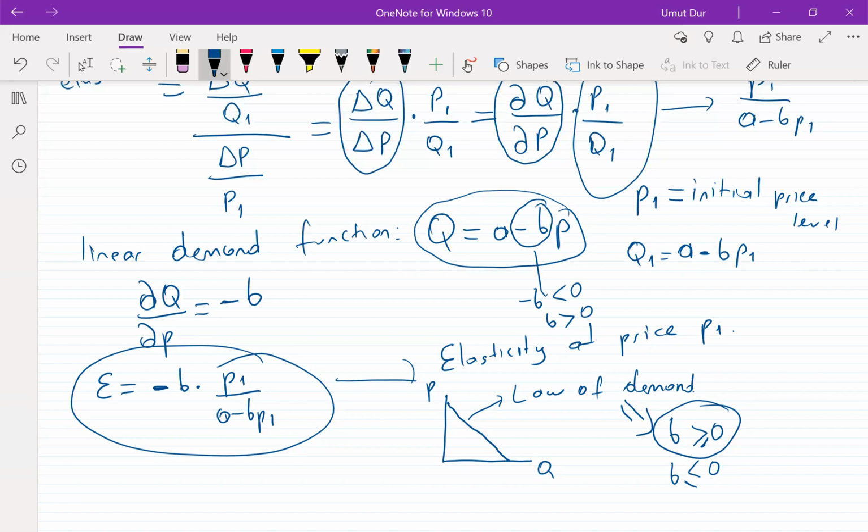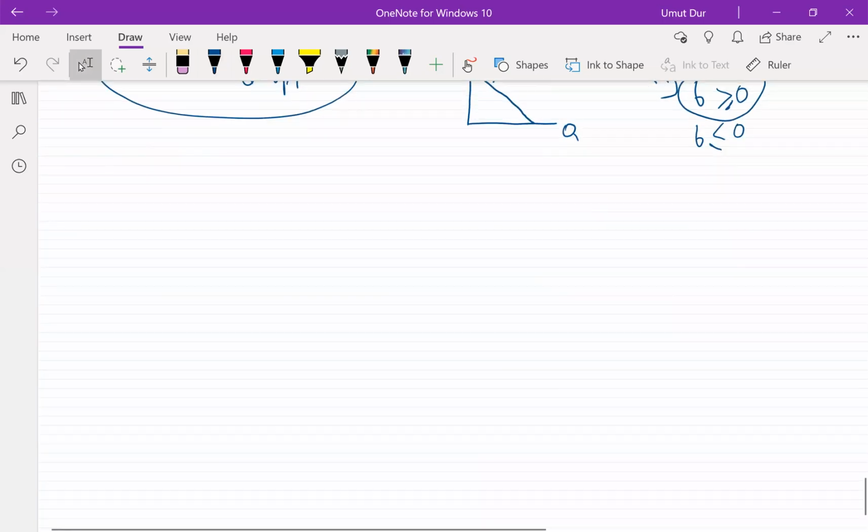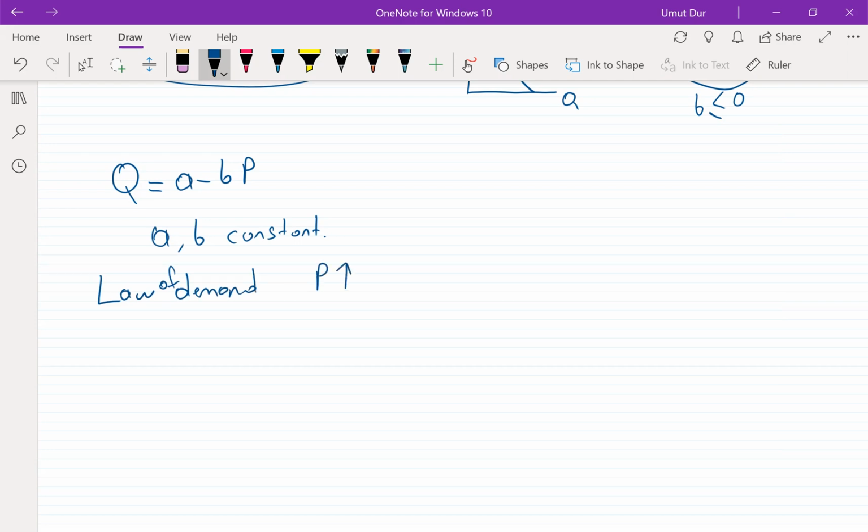So let me repeat it again. Forget about the elasticity, forget about everything. Let's start from the demand function. I'm giving you the demand function as a minus bp. Here a and b are constants, they can be any number. The law of demand tells us as price increases, quantity will decrease, right? Do we all remember that?